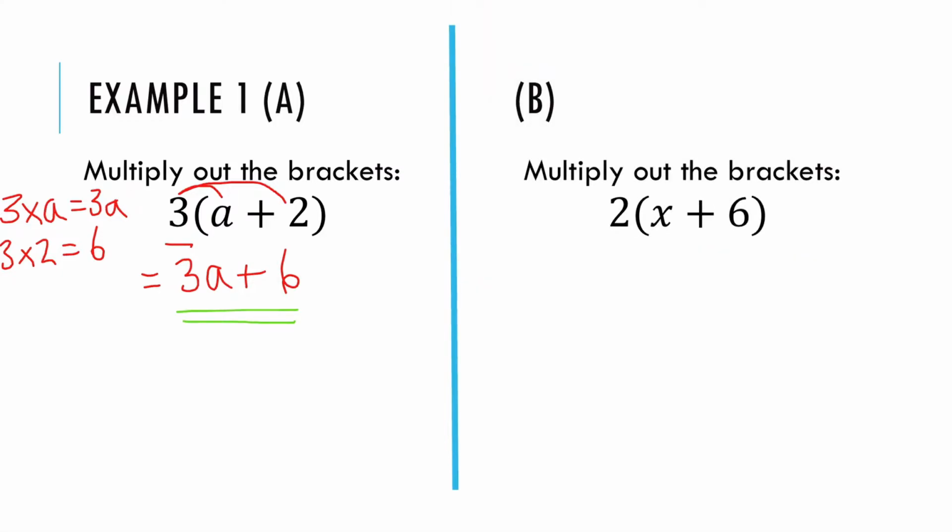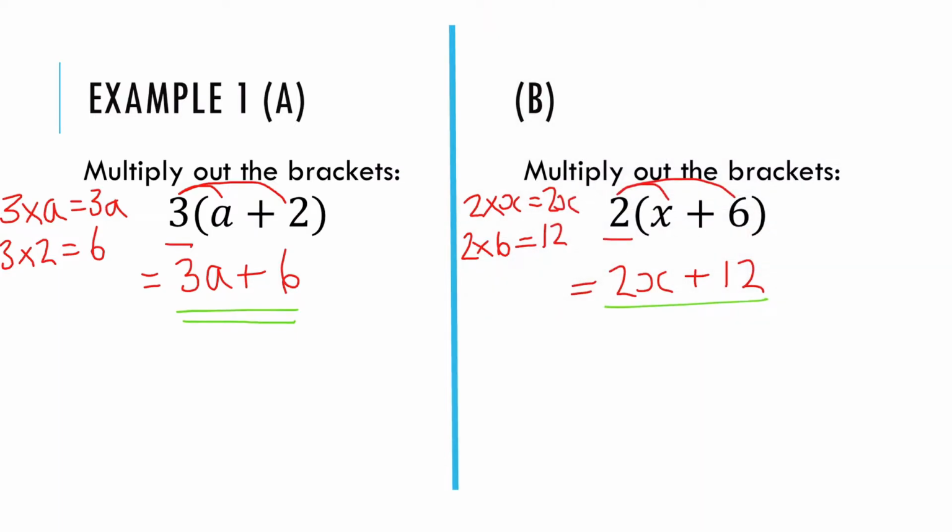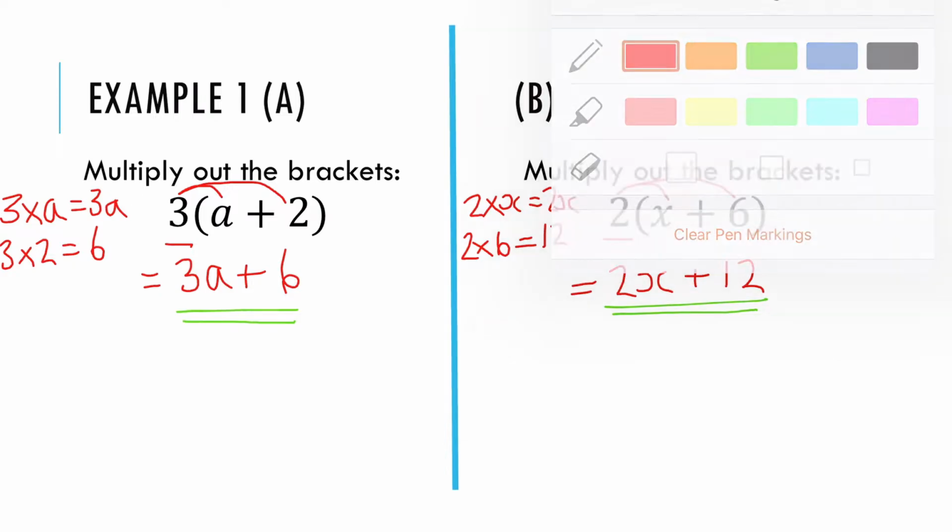For part B, I've got 2 bracket x plus 6. So the 2 at the front is going to multiply the x first of all. At the side, 2 times x is 2x. So this is 2x. And then I've got to do 2 times a positive 6. Which gives me a positive 12, so plus 12. And again, we cannot join these together. One has an x, one does not. So 2x plus 12 is our final answer.